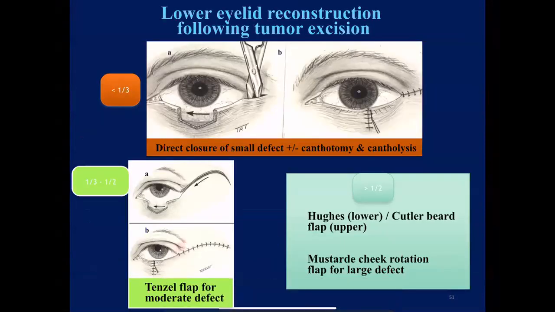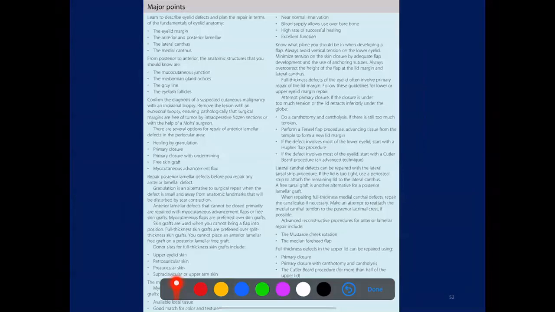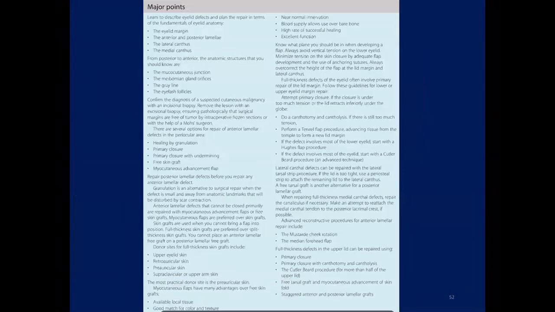So to summarize, if you have a lower lid defect, it's Hughes. If you have an upper lid defect, you have Cutler beard. Okay, this is from Nirad. I urge you to read it. It's a very nice concise summary. If you read it today, I'm sure you're going to be a master in lid reconstruction. Of course, there are some reconstructions I didn't mention, like the median forehead flap, because it's more of a fellow level question.